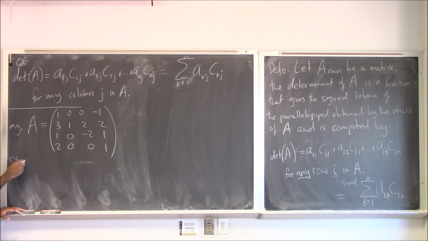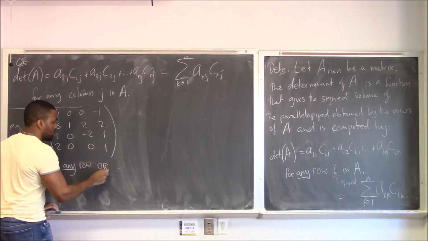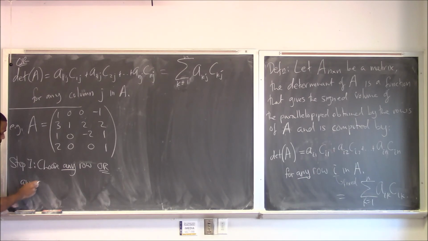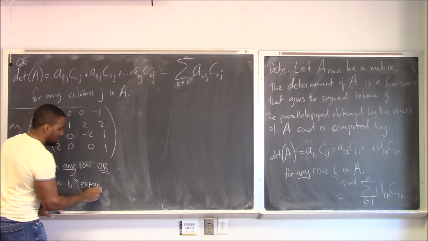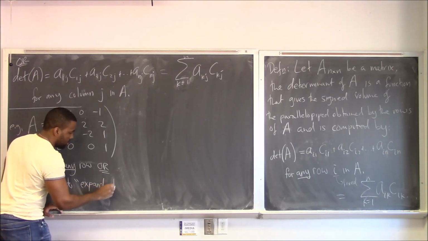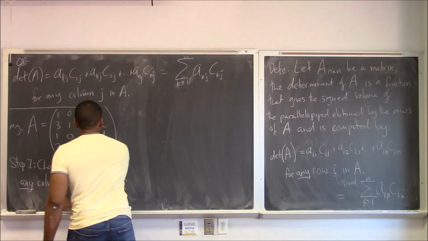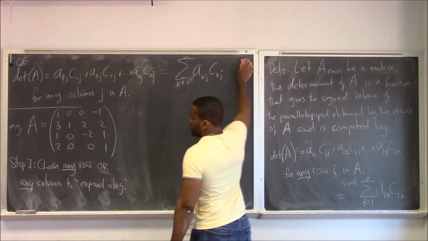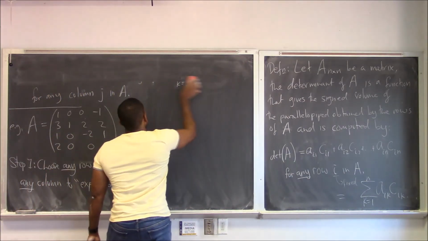Okay, so step 1. Choose any row or any column. We call it expand along. We're talking about expanding along this row or column. So someone make a choice. Where do you want to expand? The second column. Why did you choose the second column? Because it has the most zeros.